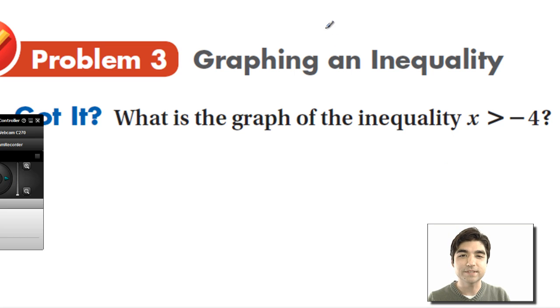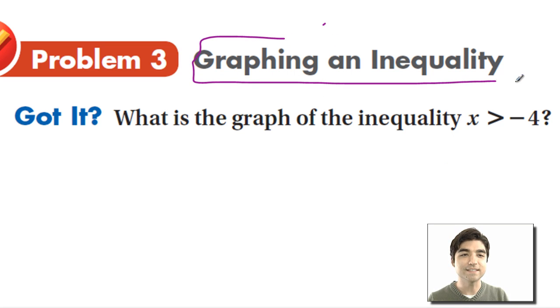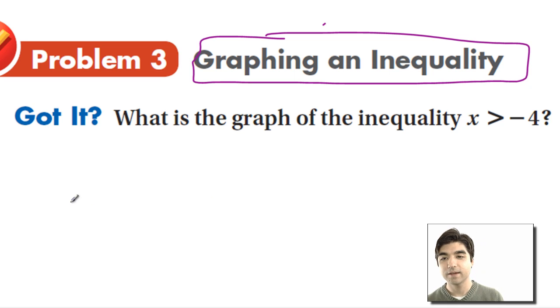Alright, on problem 3, we're checking out graphing and inequality. So it says, what is the graph of the inequality of x is greater than -4? Okay, so we need a number line.